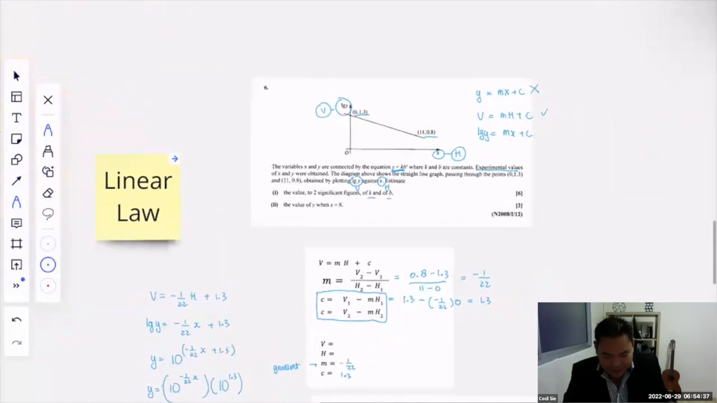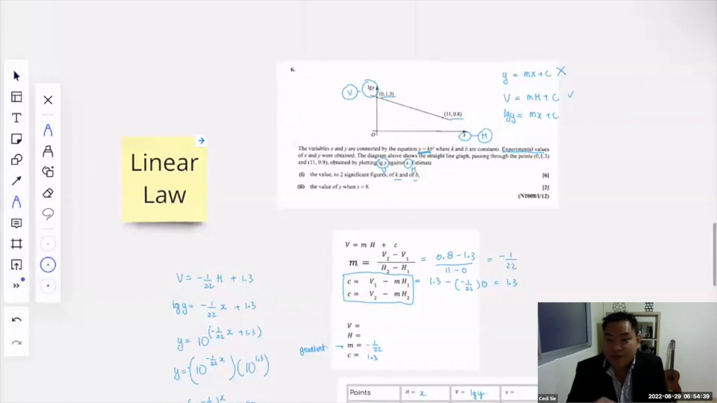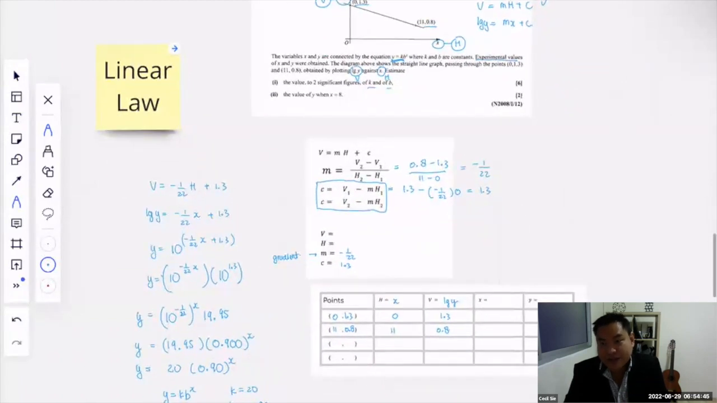I'm going to make more videos on this linear law. It's going to be easy. I'm going to use the same pattern again, so you can see how to apply the pattern to solve this type of question.